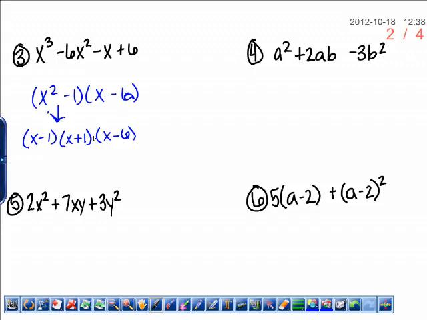Okay, number 4 has 2 variables in it, which we haven't necessarily seen before. We are not going to panic. Nothing has changed. Okay? It's still a trinomial. We're going to use the same rules that we've used in the past for trinomials.